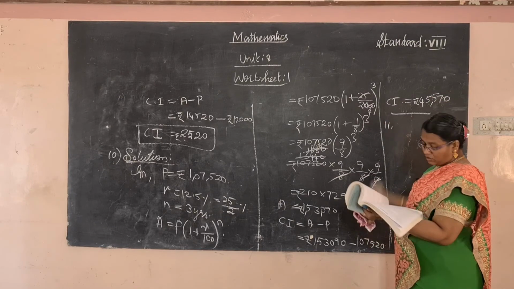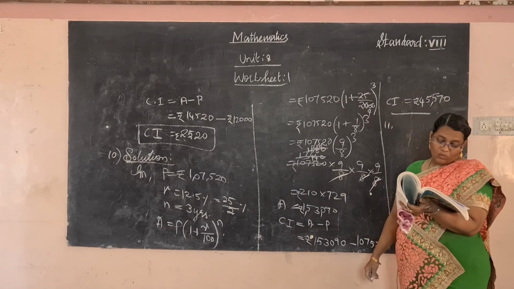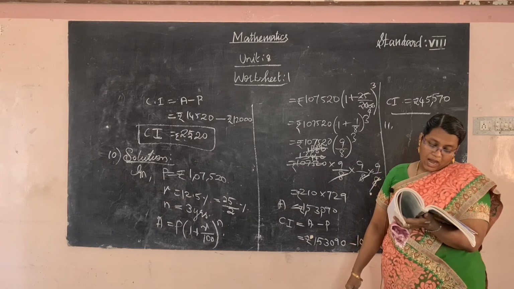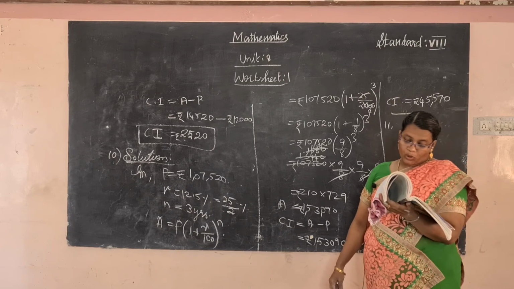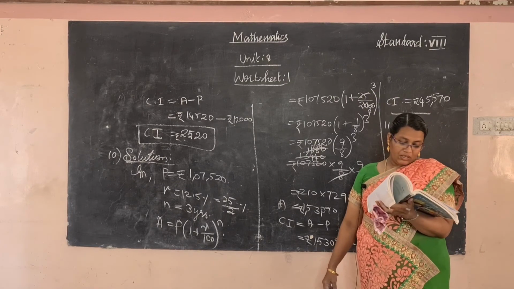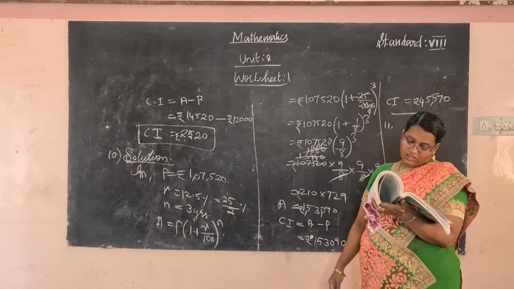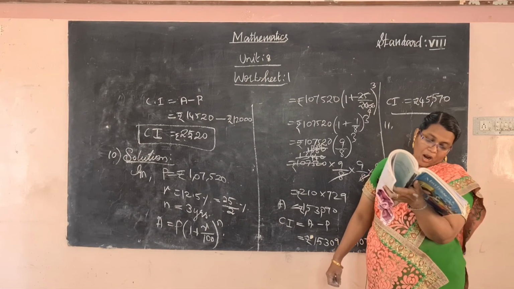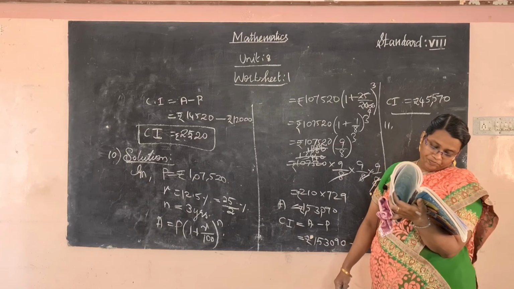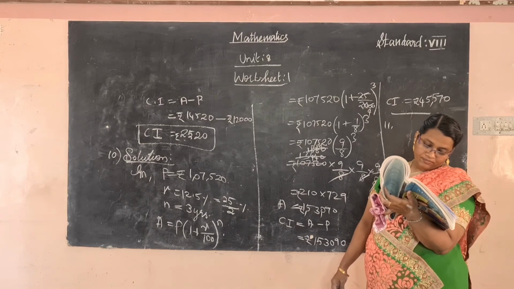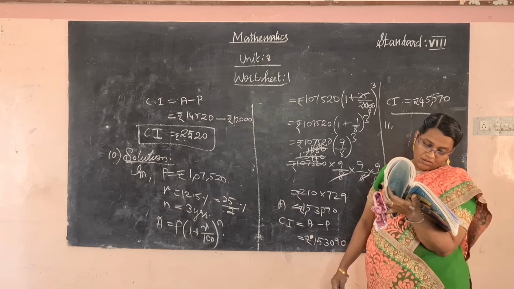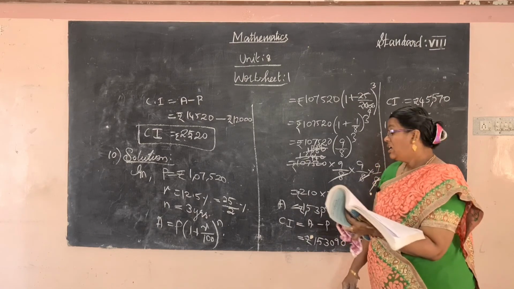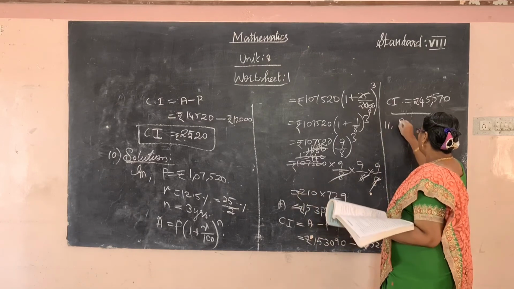Now move to the 11th problem. A certain sum amounts to rupees 72,300 in 2 years at 6% per annum, interest compounded annually. Find the sum. So here the amount is given. Okay, for the certain sum, we have to find out the principal amount.